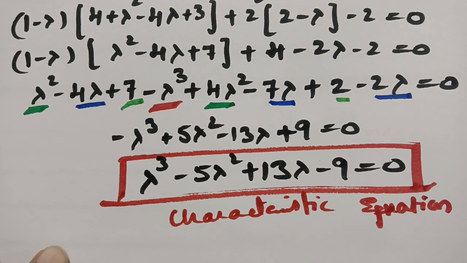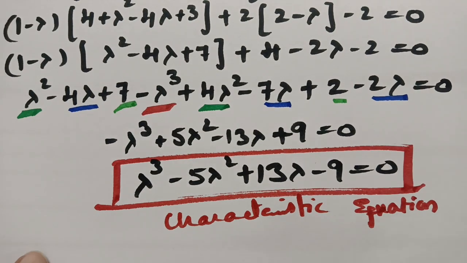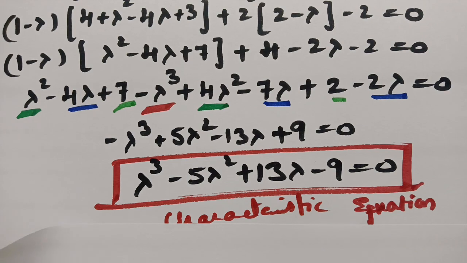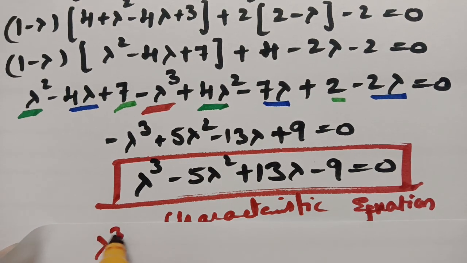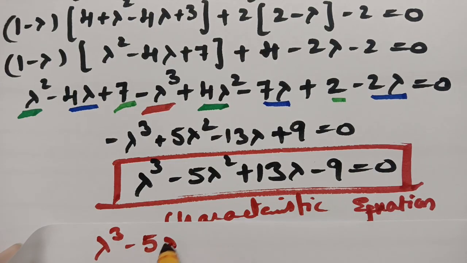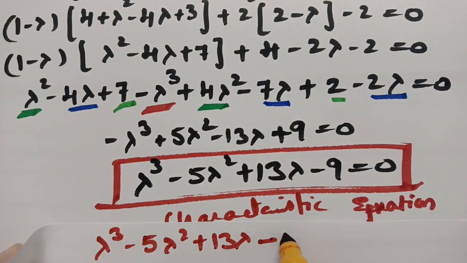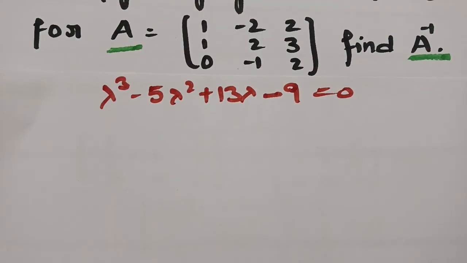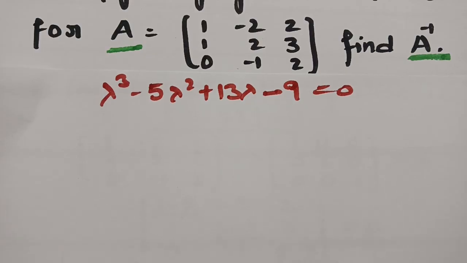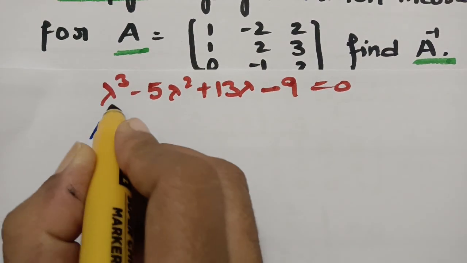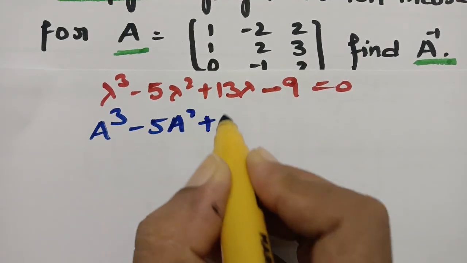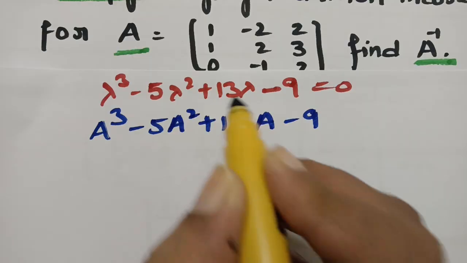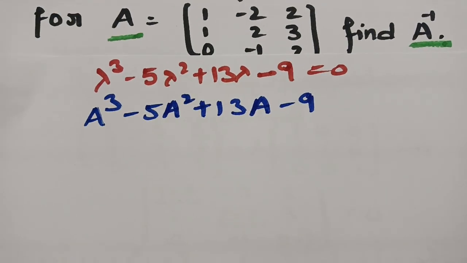Now the statement of the Cayley-Hamilton theorem states that every square matrix should satisfy this characteristic equation. So if I substitute A in place of lambda, if it is 0, then Cayley-Hamilton theorem is verified. So here is the characteristic equation, lambda cube minus 5 lambda square plus 13 lambda minus 9 is equal to 0. In this characteristic equation I am inserting A here. So this will be A cube minus 5A square plus 13A minus 9. I am going to check whether this is going to satisfy the equation or not.